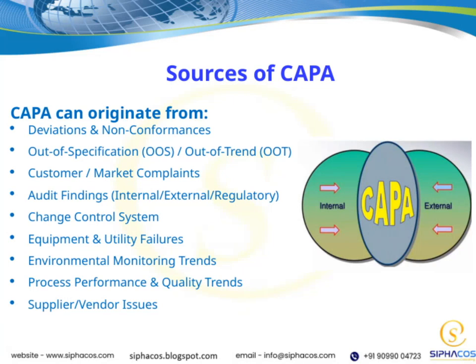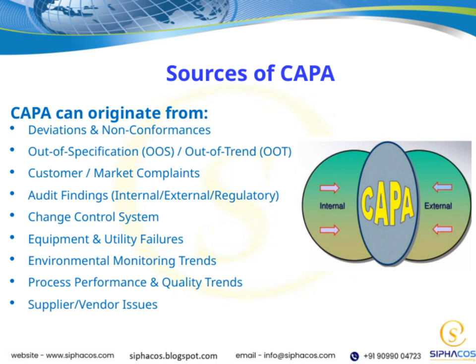Sources of CAPA, or corrective and preventive actions, can come from a variety of origins. One major source is deviations and nonconformances, which are unexpected issues or failures that don't meet our set standards. Out of specification, or OOS, and out of trend, or OOT, are also key indicators. These happen when test results fall outside the expected range or show unusual patterns. Customer and market complaints are important signals too, as they reflect real-world issues that need addressing.